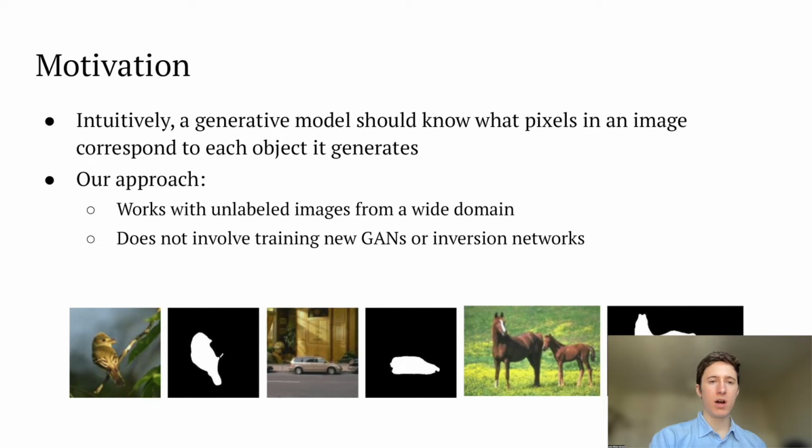Intuitively, our idea is that if a generative model is able to generate an image of, say, a bird, then it should also be able to identify birds and segment them out from their backgrounds. We're going to use this intuition to tackle the task of unsupervised foreground-background segmentation on a wide range of image domains without training any new GANs or inversion networks.